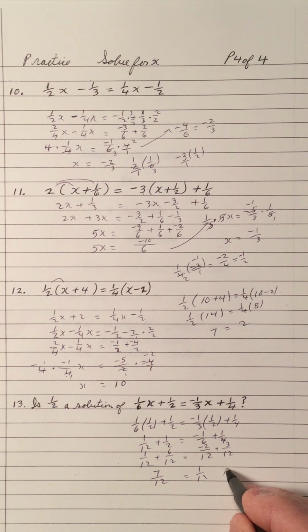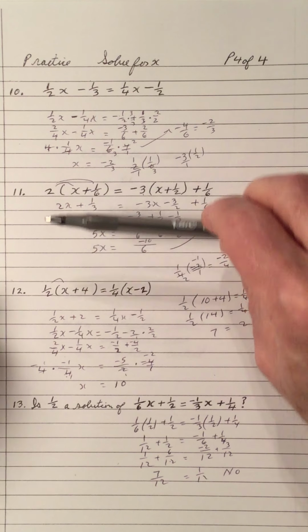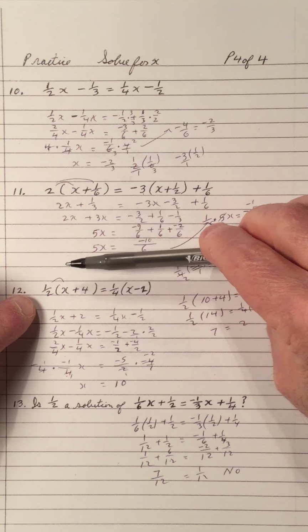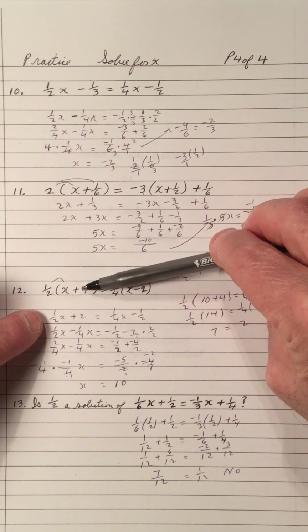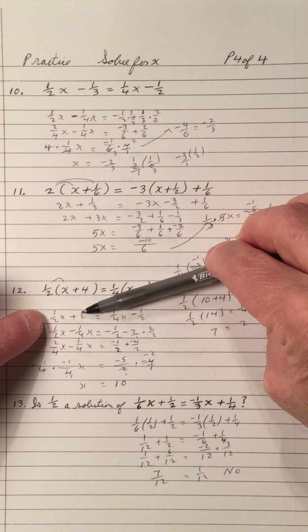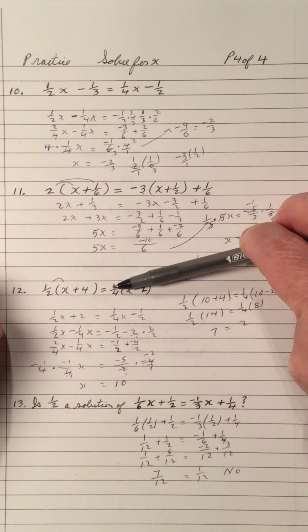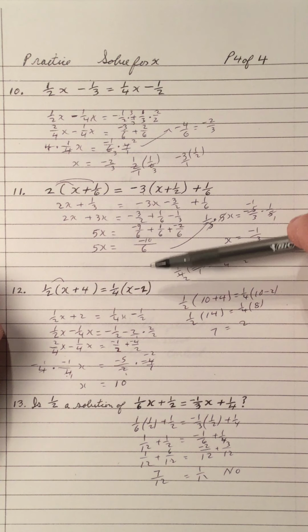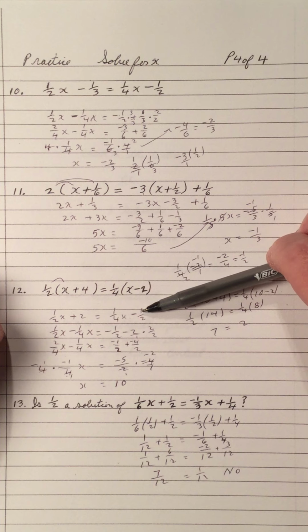So it's not a root. No, it's not a root. And I still can't find this one right here. I got to go again once more. 1/2 times x, 1/2 x. 1/2 of 4 is 2. Okay? 1/4 times x, 1/4 x. 1/4 times negative 2 is 2/4, which is negative 1/2.